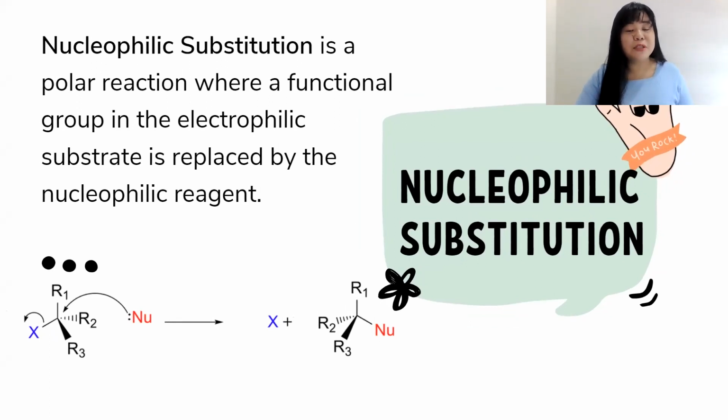So nucleophilic substitution is a polar reaction where a functional group in the electrophilic substrate is replaced by the nucleophilic reagent. Here we can see the nucleophilic substitution reaction where we initially have a substrate with a leaving group being attacked by a nucleophile, producing the detachment of the leaving group from the substrate and its replacement by the nucleophile.